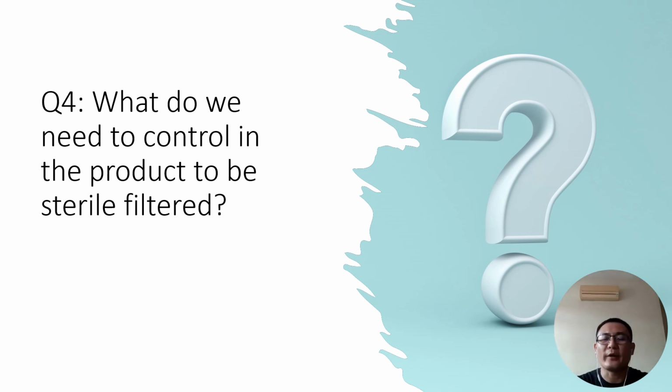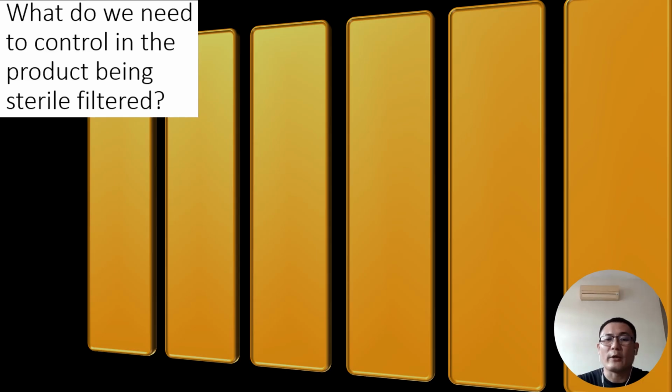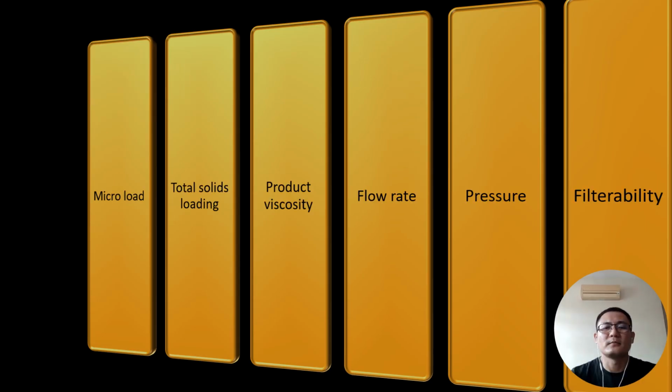Let's review. What is today's tutoring question? What do we need to control in the product being sterile filtered? There are 6 points that we need to focus on. 1. Microbe load. 2. Total solid loading. 3. Product viscosity. 4. Flow rate. 5. Pressure. And 6. Filterability.